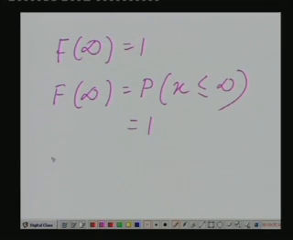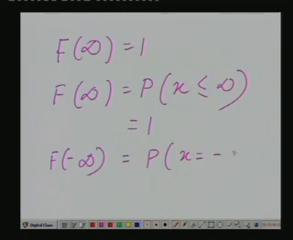On the other hand, how about F of minus infinity? Now, F of minus infinity means, since we cannot go to the left of minus infinity, P of X equal to minus infinity. Again, this corresponds to no experimental outcome. So this is an impossible event, for which the probability is 0. So F of infinity is 1, this is one property, and another property is F of minus infinity is 0.